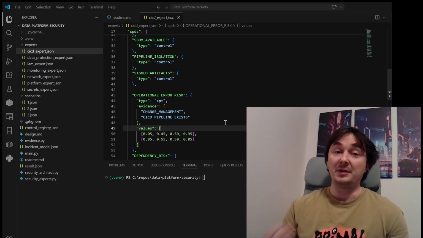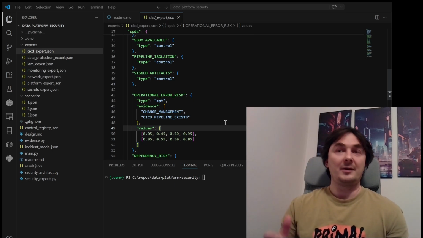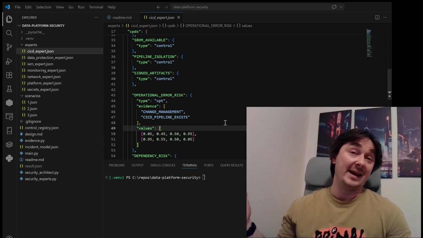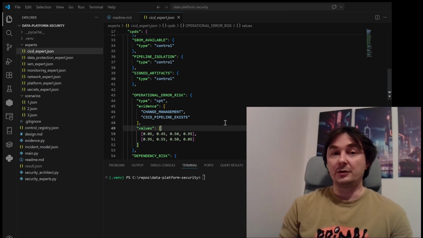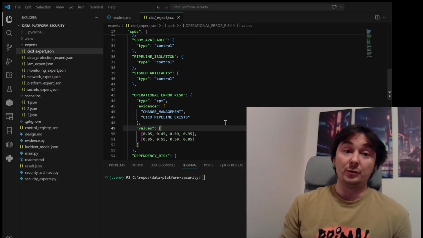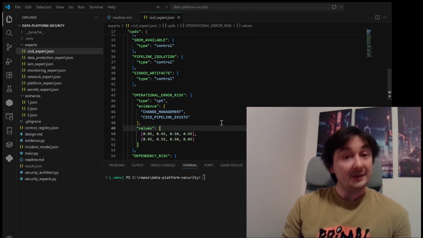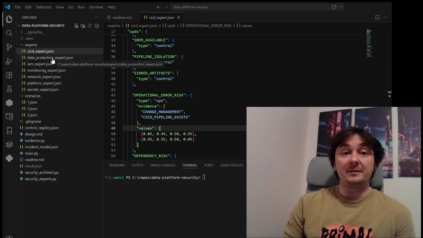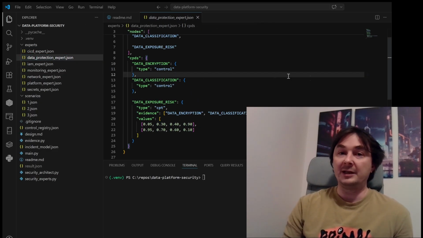I used those values from the top of my head, or to be more specific, from the top of ChatGPT's head and Claude Code's head and Gemini. I used many models to generate those values, to estimate them and combine them into those tables. But it was fun. And I have a similar type of expert for data protection.